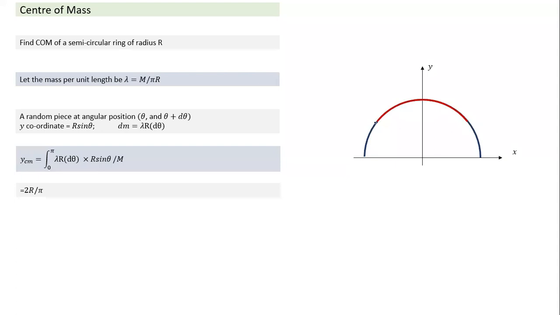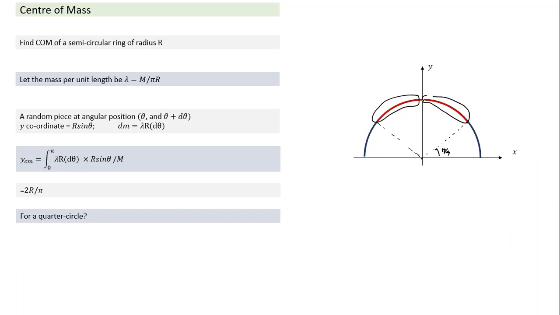Suppose we are given not a semicircular ring but a quarter circle, a quarter ring, placed symmetrically about the y-axis. If I have to find its center of mass, what will be YCM? That's also similar. If it is a quarter ring, then this angle will become pi by 4, and the limits of integration will change. Another thing you'll notice: the y coordinate of the center of mass of the left part will be the same as that of the right part. Calculate the center of mass for this part alone, and it will be the same as for the whole part here.